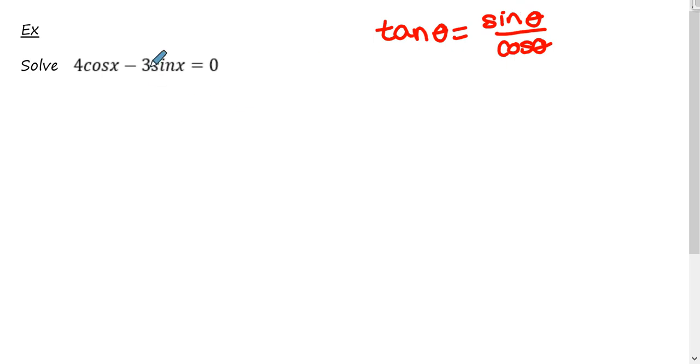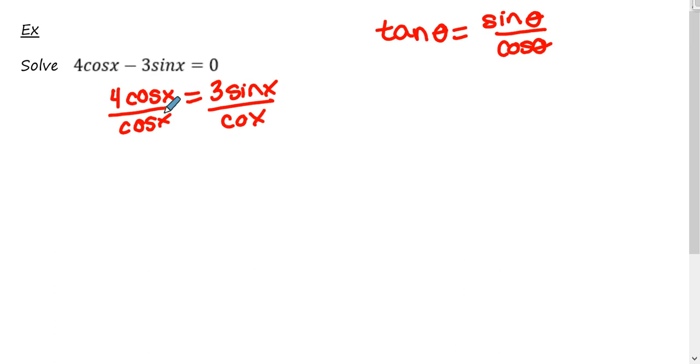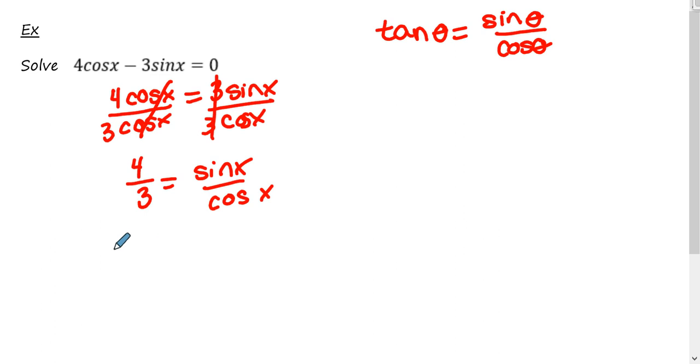And again, I need sine on top. So I'm going to move the sine over and we're going to see what happens. So I add the 3 sine of x over. And then I need to get sine over cosine, but I have this 3 and 4. So what I'm going to do is I'm going to divide both sides by the cosine of x. So that cancels out. But I also need to get rid of that 3, so I'm going to divide both sides by 3 as well. Get rid of him. So now what I have is 4/3 equals the sine of x over the cosine of x. And we know by definition, the sine of x over cosine x is tangent x. So I can substitute the tangent of x in place of that sine x over cosine x. And on the right side, that equals 4/3.